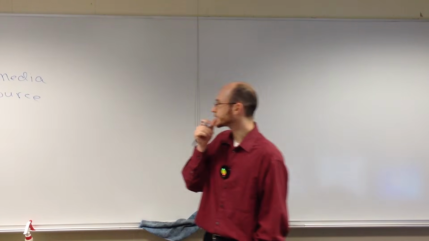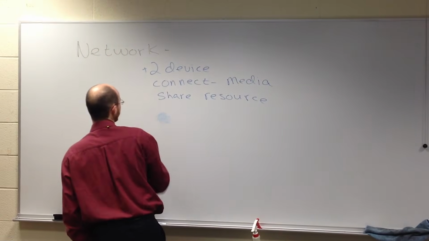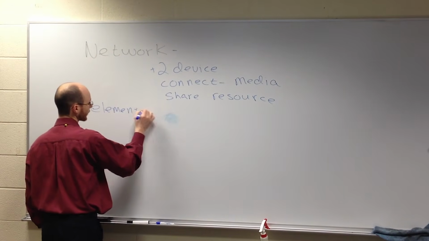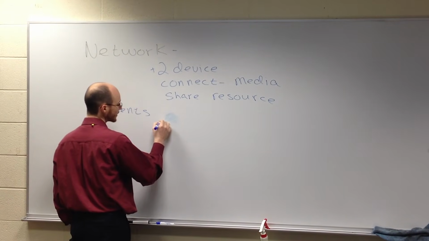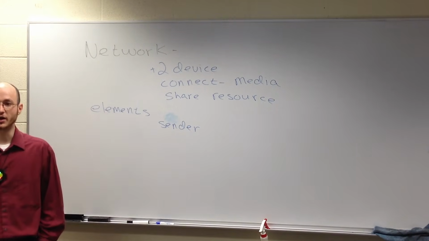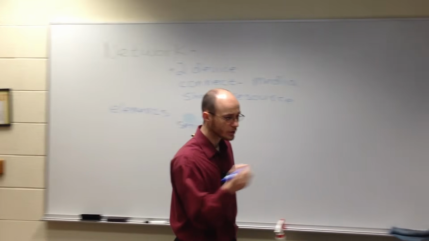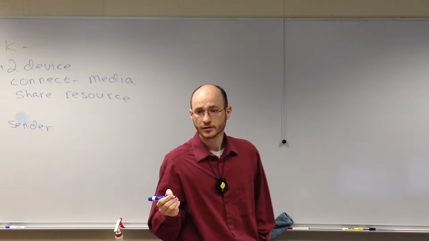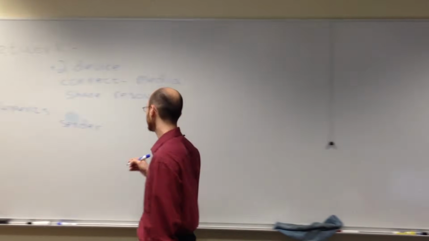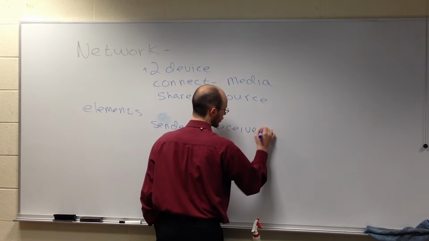So how do we make a network? Well, the elements of a network, so this is the definition of a network, the elements or components, you're going to need at least a sender. You're going to need also somebody else to receive this. Remember, two or more devices connected together. So one device is going to be a sender. The other device is going to be the receiver.